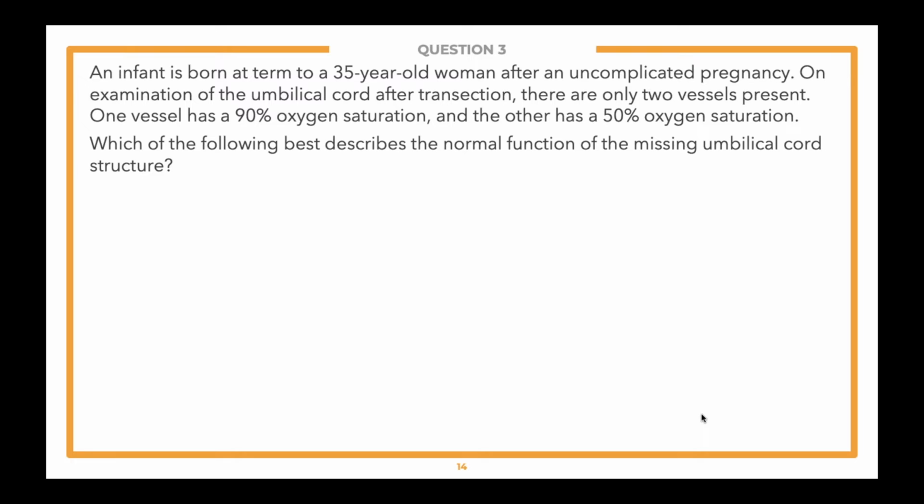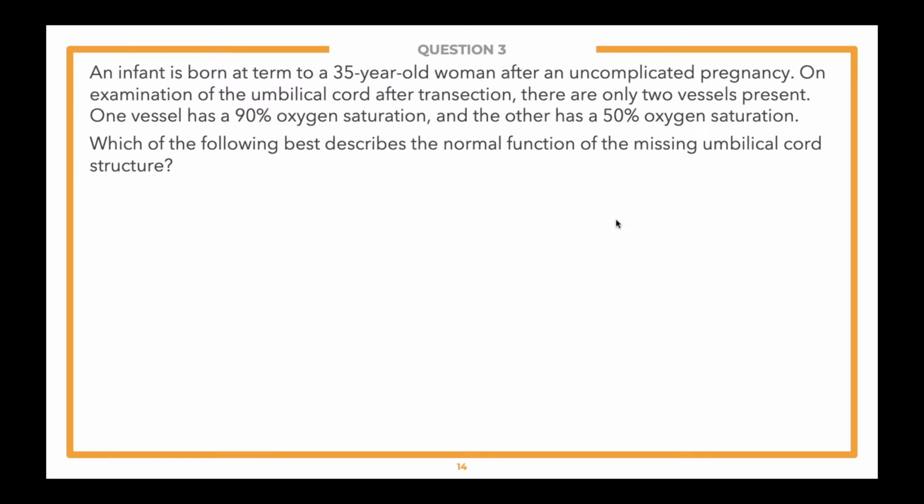An infant is born at term to a 35-year-old woman after an uncomplicated pregnancy. On examining the umbilical cord after transection, there are only 2 vessels present. One vessel has a 90% oxygen saturation, and the other has a 50% oxygen saturation. Which of the following best describes the normal function of the missing umbilical cord structure?